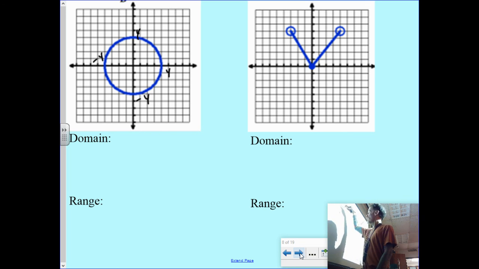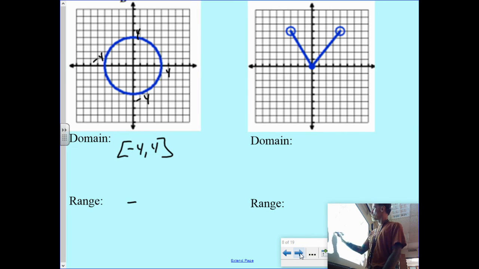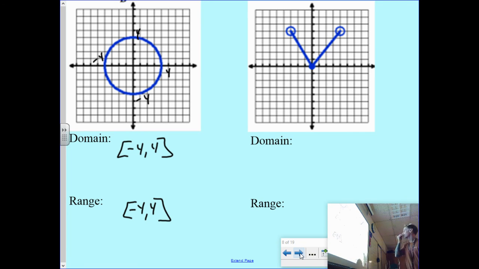So again, it looks like it hits the line there. The domain is going from left to right, -4 to 4. Range, same thing, -4 to 4. Easy enough. And then the last one, if you want to look at the last one, pause the video real quick and see if you can get it before I go through the answer.